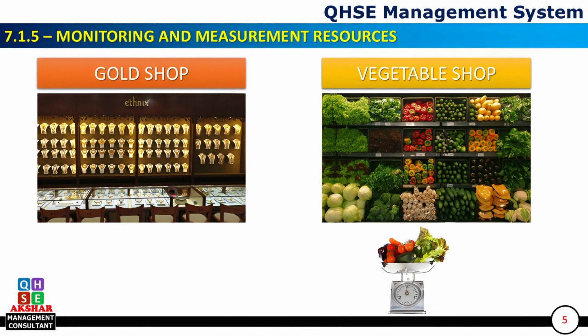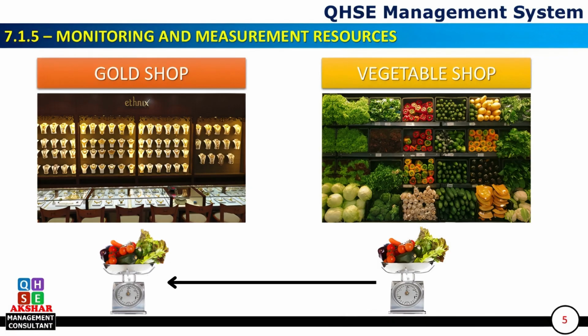If the capacity of the weighing balance at a vegetable shop is 10 kilograms, it means that 1 kilogram of gold can be measured on the same weighing balance. It means the capacity requirement is fulfilled. But the error acceptance criteria at both shops are not the same. The weighing balance of the vegetable shop is not suitable for the gold shop. So, the capacity requirement and the accuracy requirement are significant in deciding the suitable resource.